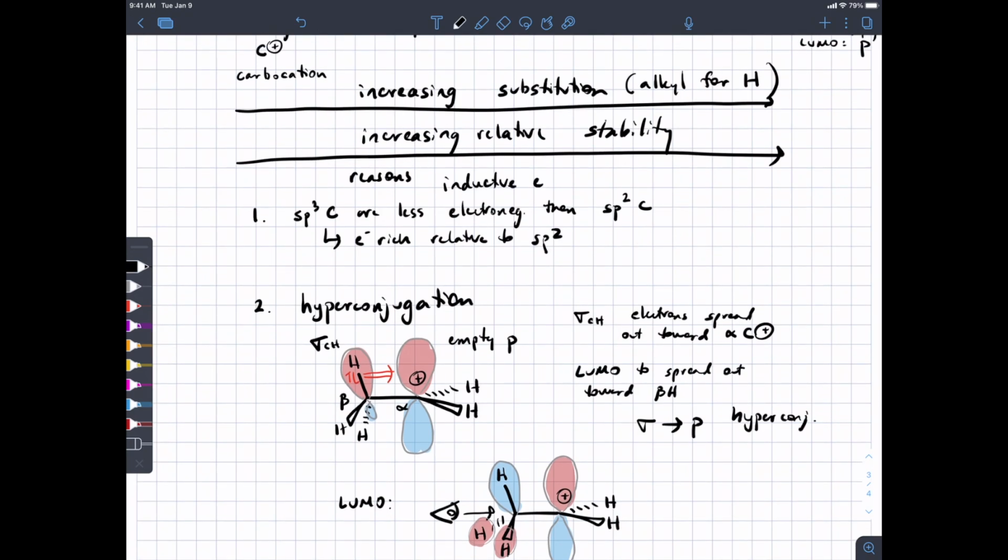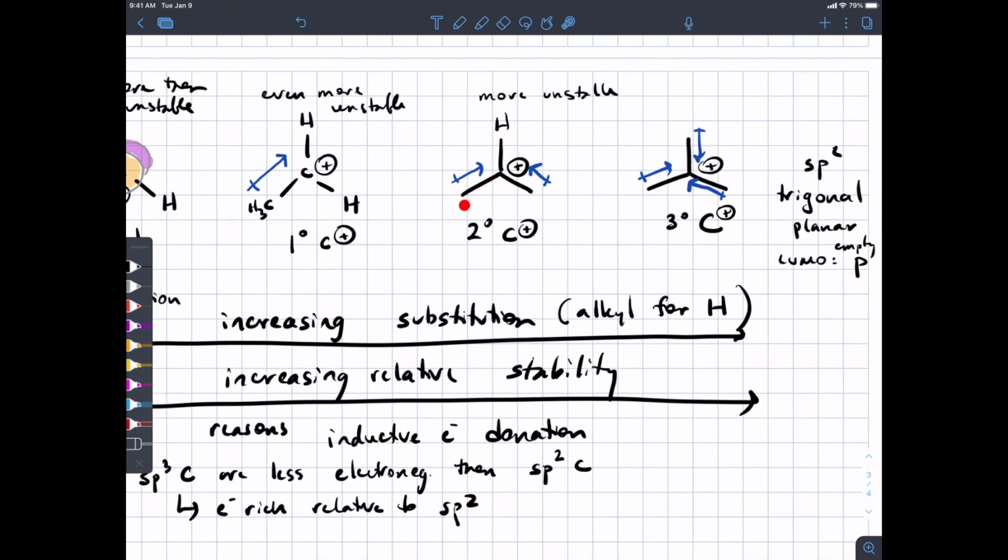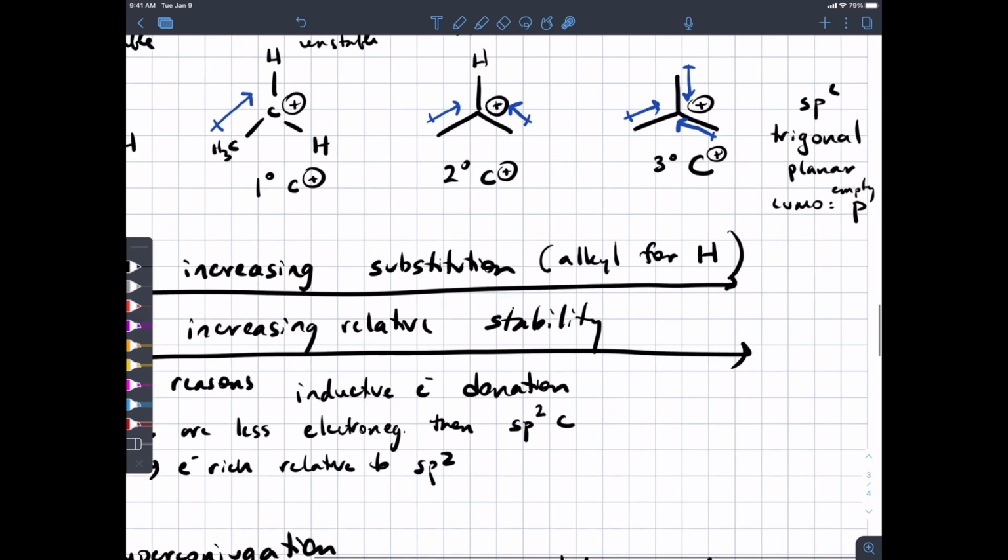Inductive electron donation by sp3 hybridized carbons to more electronegative sp2 carbons. And then also occurring at the same time, and perhaps even related, you've got sigma to p hyperconjugation. And of course, if you look, the more alkyl groups you have on your carbocation, the more adjacent CH bonds you have to do this. So these are the reasons why more substituted carbocations are more stable than less substituted carbocations.